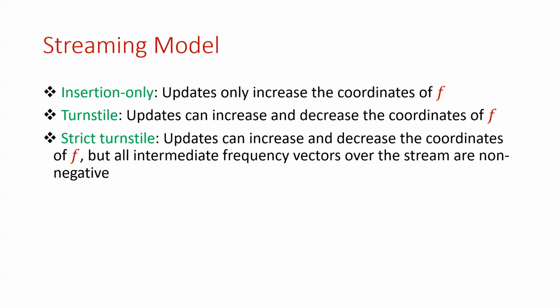And throughout this talk, we'll consider 3 different variants of the stream model, specifically the insertion-only stream, where updates can only increase the coordinates of the frequency vector F. We'll also consider the turnstile model, where updates can increase and decrease the coordinates of F. And finally, the strict turnstile model, where updates can increase and decrease the coordinates of F, but all intermediate frequency vectors over the stream are non-negative.